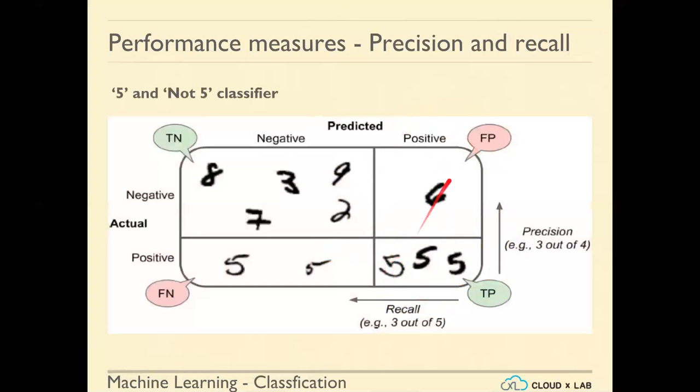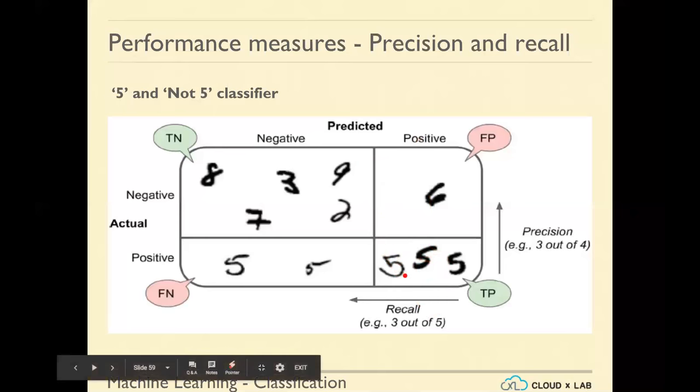The more wrong 5s it tags, the lower the precision goes. So out of true positives and false positives, meaning out of all the predictions of 5, how many of them were truly 5? This is precision.